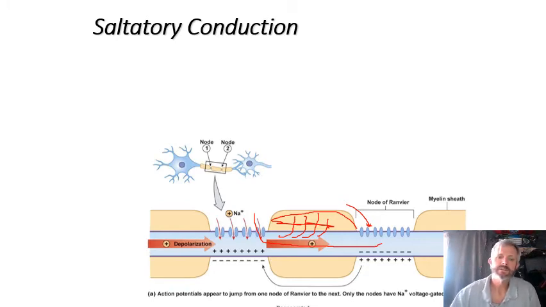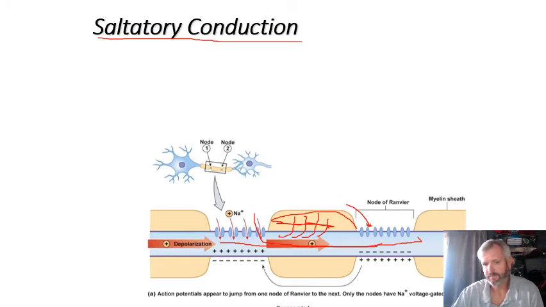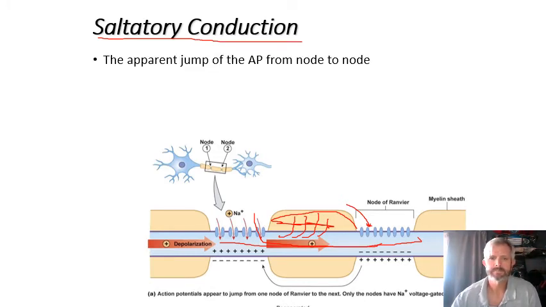This mode of conduction down a myelinated axon is called saltatory conduction. That is when I'm using myelin and I have these nodes of Ranvier. Otherwise, it's called continuous because I have to continually open channels when I don't have the myelin there.